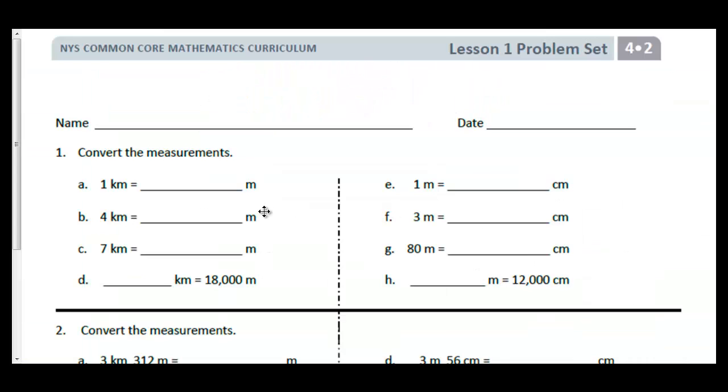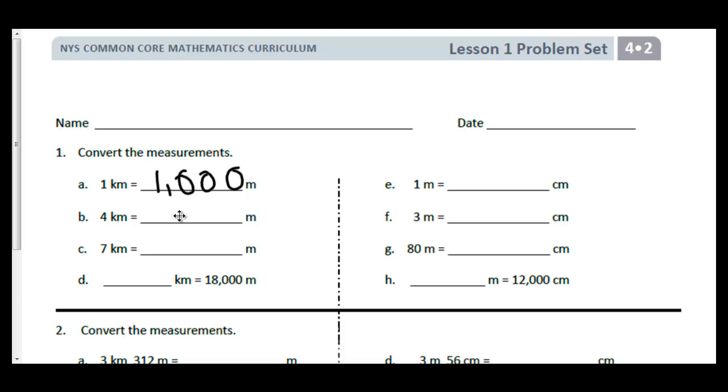Okay, so today's lesson, we're going to go ahead and go right straight to our problem set. It really isn't about measuring so much as it is about converting measurements. So it's really important that you understand how many meters are in a kilometer. Okay, so where it says 1 kilometer equals blank meters, you may already know this, but 1 kilometer is equal to 1,000 meters.